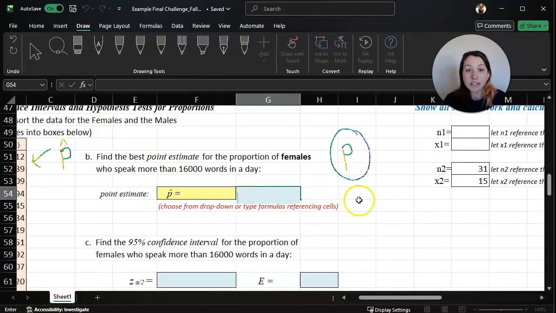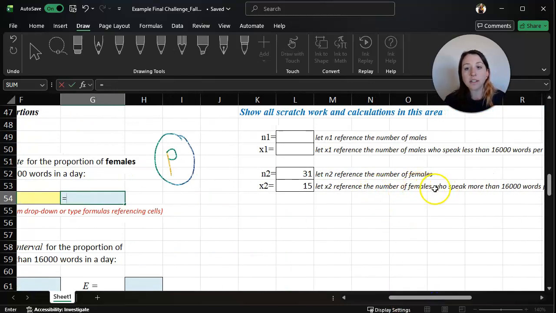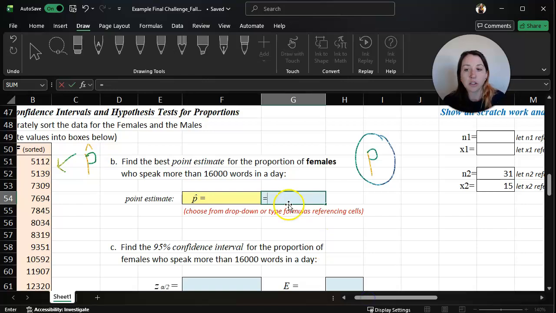So to calculate the sample proportion of women who speak more than 16,000 words per day, we can type equals. And over here, again, that 15 was that count. That was the number of people who identify as female who also spoke more than 16,000 words per day. So we can click on 15 or type 15. That is an exact value, so that would be fine to do. I'm going to click on them just because I prefer to reference cells when I'm doing things. So this would be 15 divided by 31.